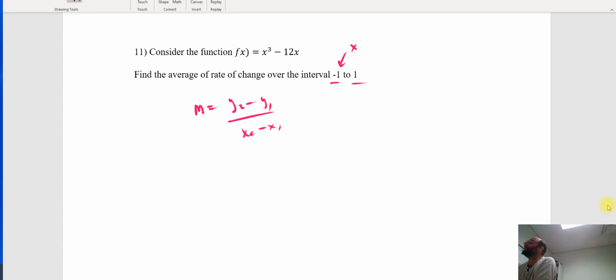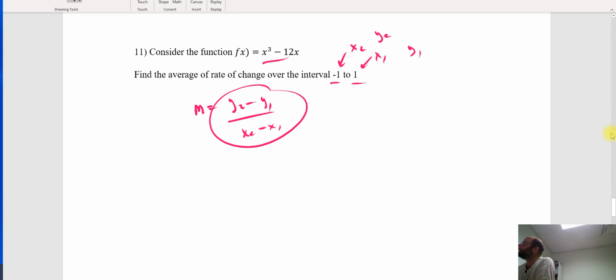So let's call this one x2 and this one x1. And you might say, can it be the other way around? Absolutely, it doesn't matter. It's just important that you realize that's not an x and a y, it's a pair of x's. Take each of these x's, run it through your function, and calculate a y value to go with it. So now you'll have a y2 and a y1. Now you can calculate your average rate of change. All there is to that problem.